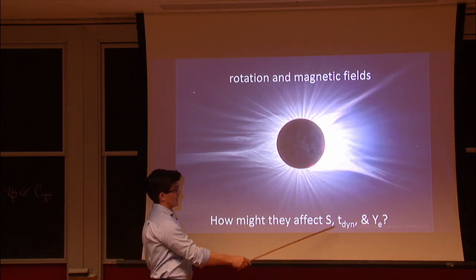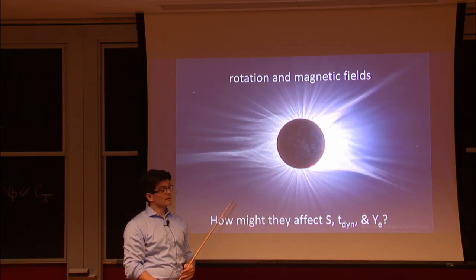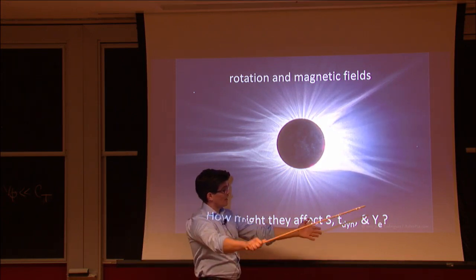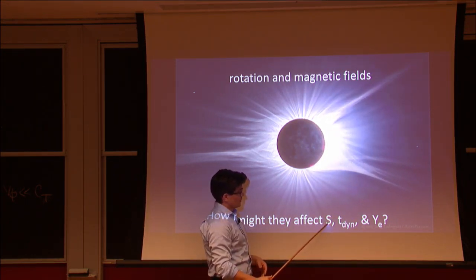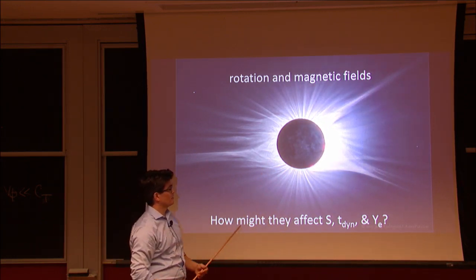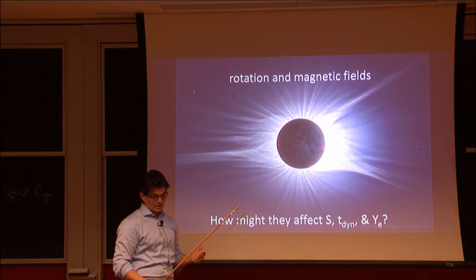Well, the first thing you see is the dynamical time. Because the material is being flung out very rapidly, the dynamical time decreases. But as the material is flying away from the star, the entropy of the material, since it's not going to be heated enough because it's going to be magnetocentrifugally accelerated, will decrease. And the electron fraction is less obvious.